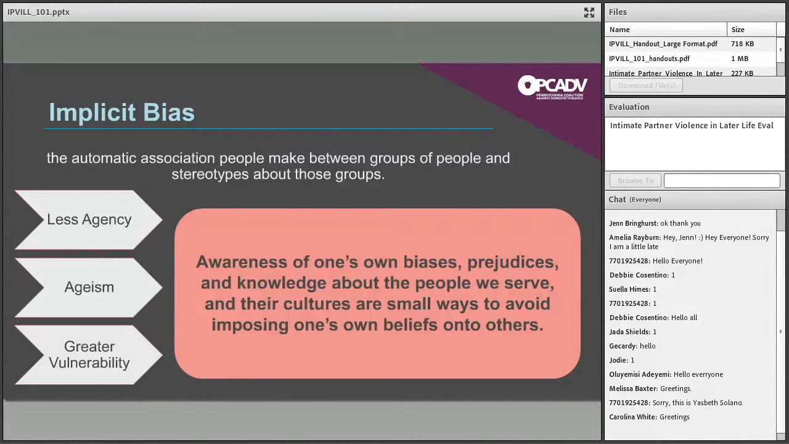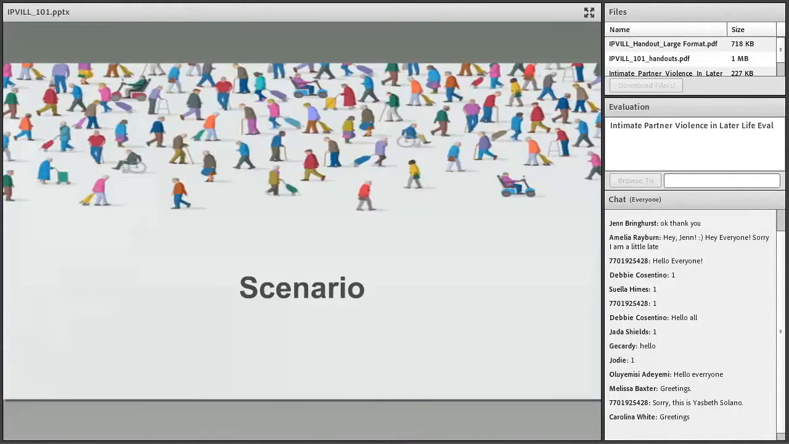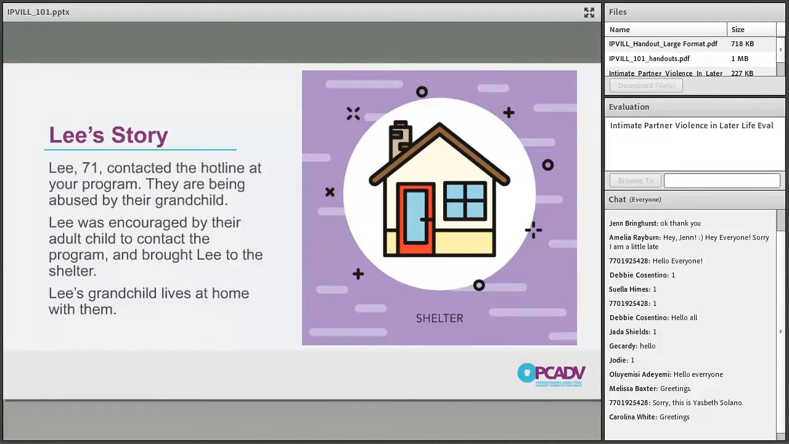So being able to recognize when you're having these thoughts, because it's natural, it's going to happen, because, again, of the way that the systems are structured and how we've been functioned to see it in media and everywhere around us, right? So being able to unpack those as they pop up in your mind or as you hear them, trying to talk through that with coworkers or doing some self-talk to try to move away from a lot of these things. Now we're going to do a small scenario, and we're going to look at Lee's story.